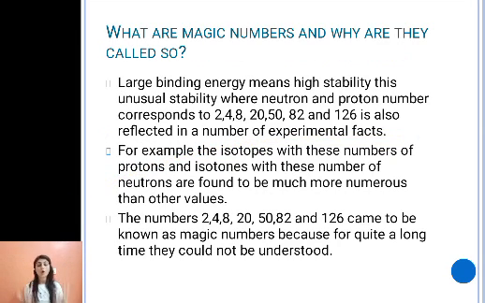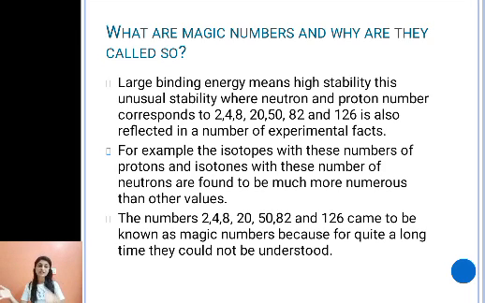Now, what are these magic numbers? We know the numbers 2, 4, 8, but what are they and why are they called so? Large binding energy means high stability, because binding energy is the minimum amount of energy required to break the nucleus into its constituent nucleons. When I say that a particular nucleus has a large binding energy, that means if I have to break that nucleus, I will have to supply a high amount of energy. That means that particular nucleus is highly stable.